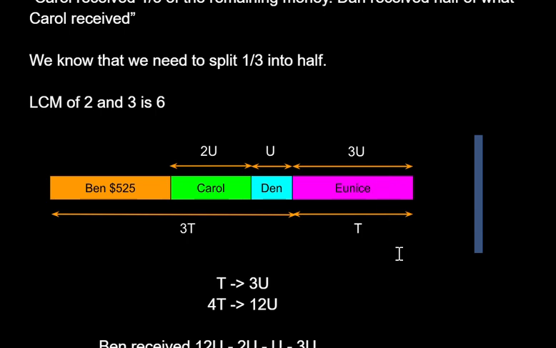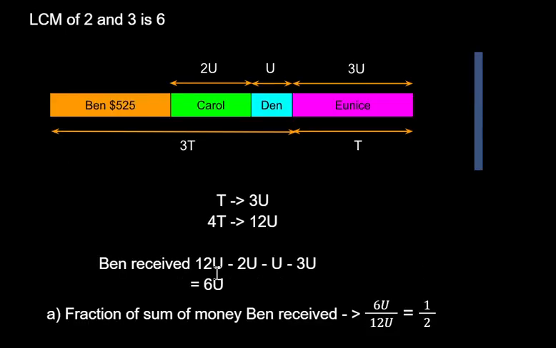The question also says that Eunice received one quarter of the total sum. So if I represent T as the total, 1 unit of T here has to be 3 units of U. Now it becomes very clear that 1 unit of T is equal to 3U. So the total, 4 units of T, will be 4 times 3, which is equal to 12U. If the total here is 12U, then Ben must have received 12U minus 2U minus U minus 3U, which is 6U. So Ben must have received 6U out of the 12U.